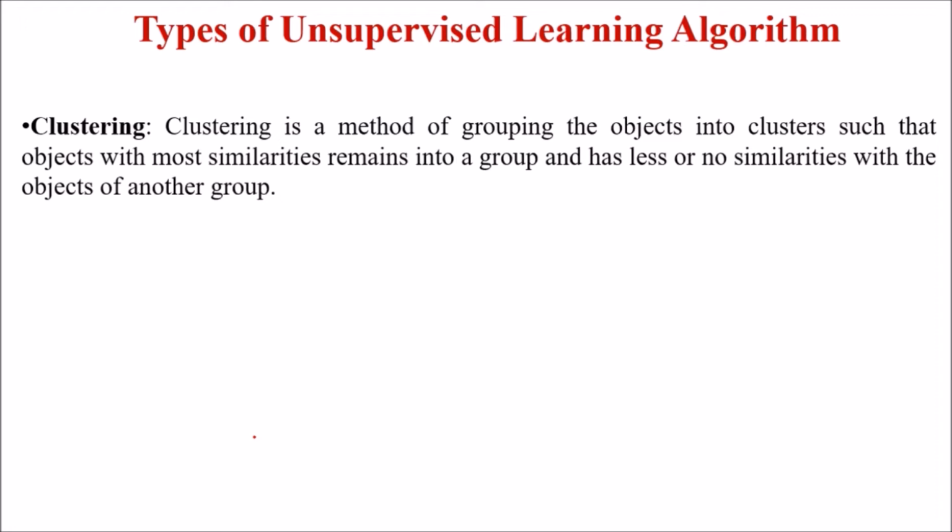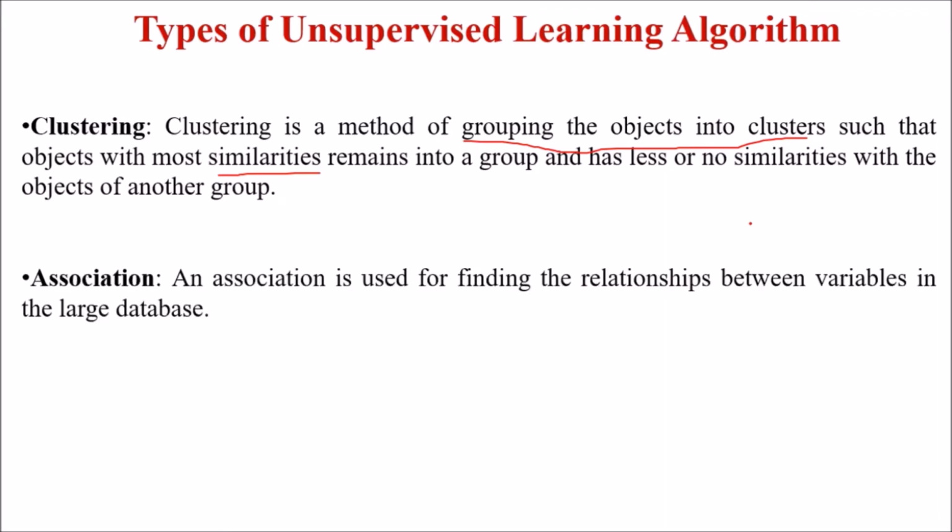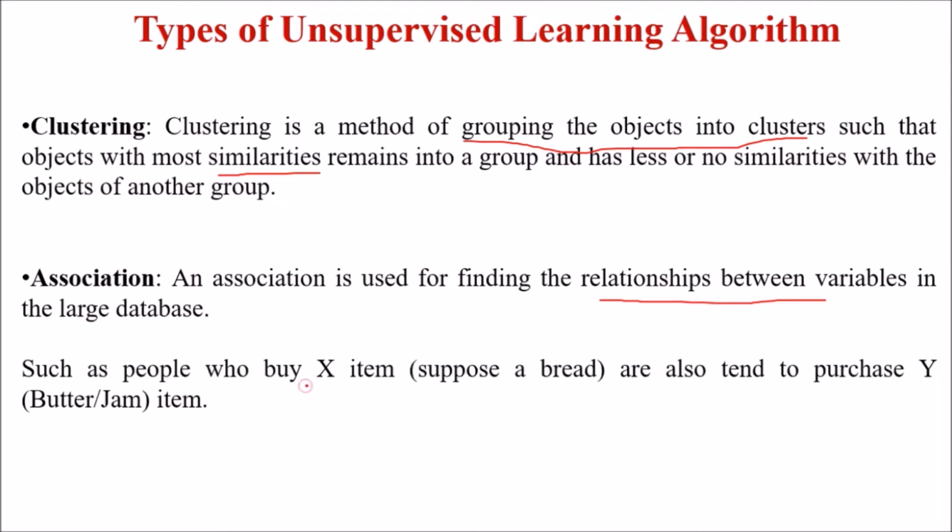Types of unsupervised machine learning. There are two types of unsupervised machine learning. First is clustering. Clustering is a method of grouping objects into clusters. Objects with similarities remain in one group, and the objects which have dissimilar features will be grouped into other groups. That is clustering. And second is association. Association is used for finding a relationship between variables in the data set. For example, suppose a customer buys an item X, for example bread, then it is quite usual that the customer may buy butter, jam or milk.